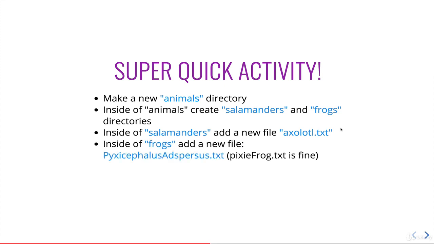And then inside of the Frogs directory, add a new file, and you don't have to type this whole thing out. Just type pixiefrog.txt. So 2 files, each in a different directory, and those 2 directories are inside of the Animals directory. So quickly do that. I should mention from the command line, don't cheat and use your mouse. Do it from the command line, and then afterwards I'll have a quick solution, but then also some really fun facts about axolotls and pixie frogs, if you care. They're pretty cool.